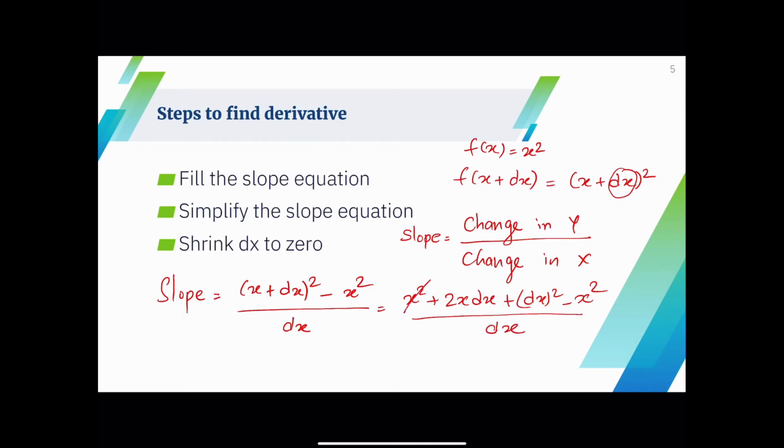this x square nullifies by this. We remain with 2x dx plus dx square divided by dx. So dividing dx in both, that is 2x plus dx. Now this dx tends to 0, so we can just simply put a 0 and keep only the 2x. So that is 2x. That means the differentiation of the above function with respect to x is 2x.